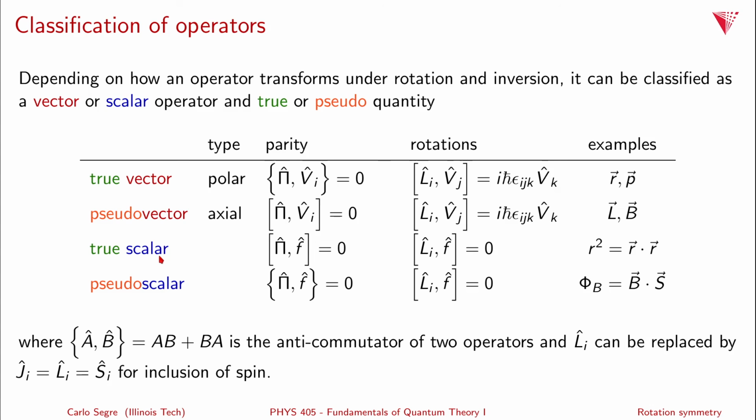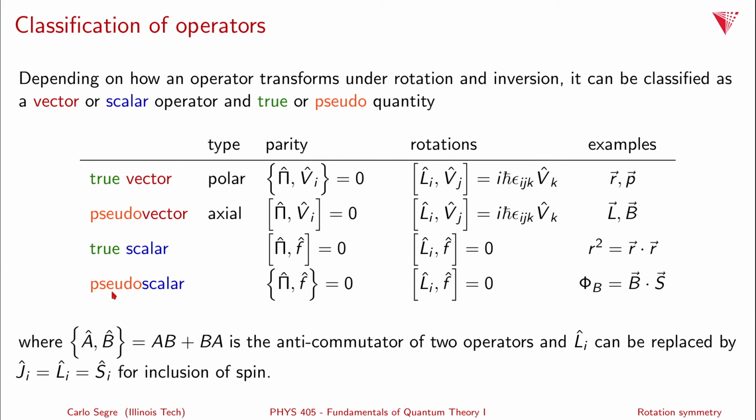A true scalar doesn't have a vector type because it's not a vector, but it commutes with parity, and it commutes with any component of angular momentum. An example of this would be r squared, which is r dot r. Now, since r is a polar vector, the dot product, or the scalar product, of two polar vectors gives you a true scalar.